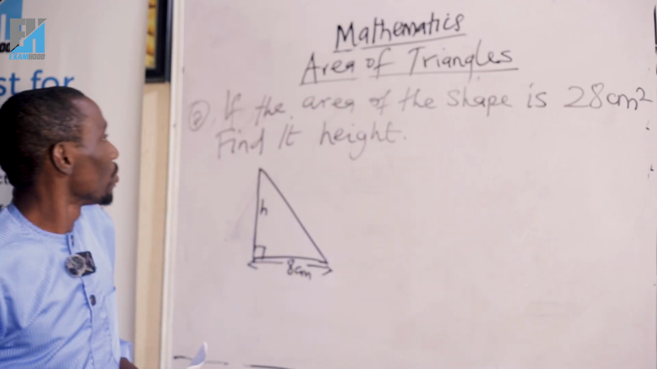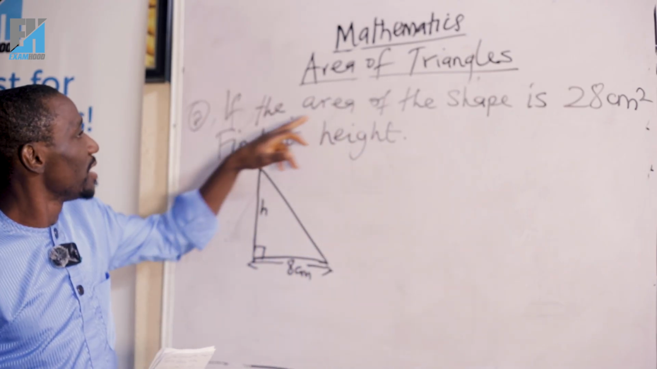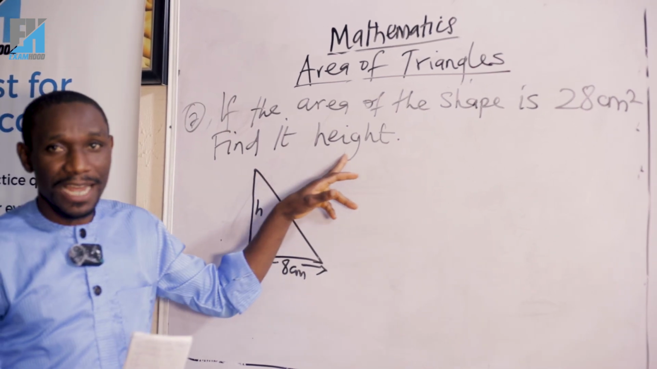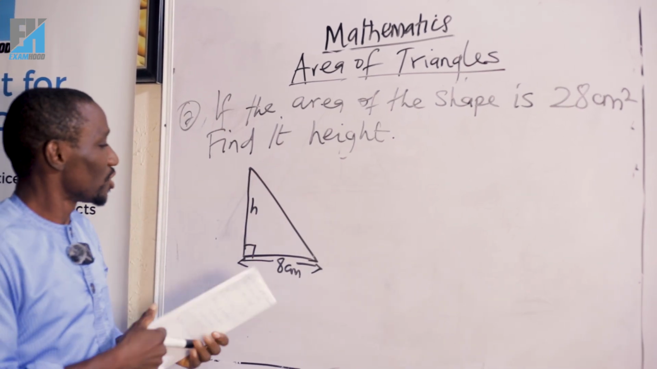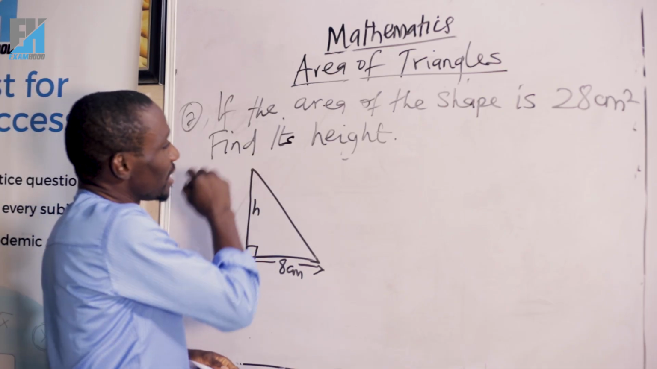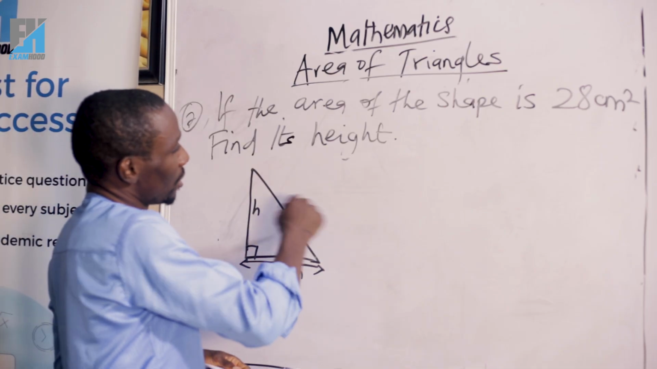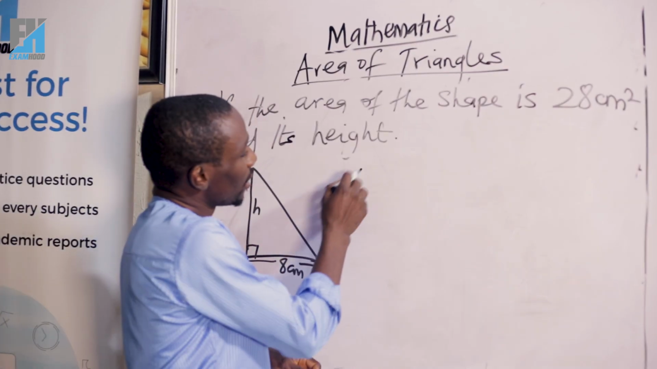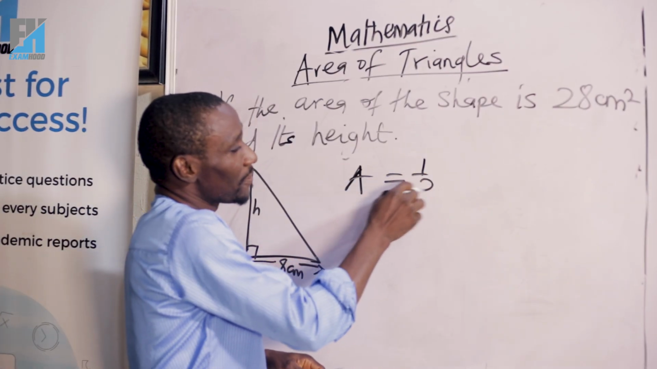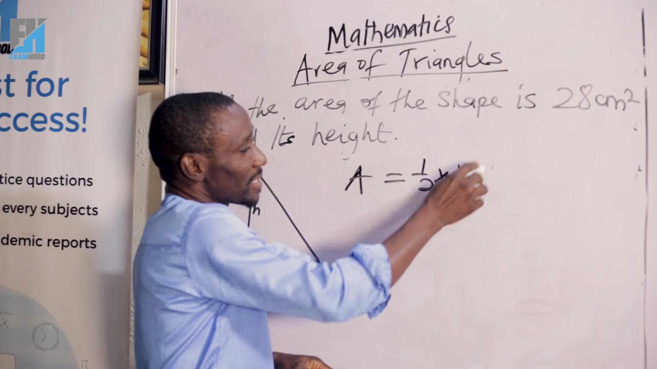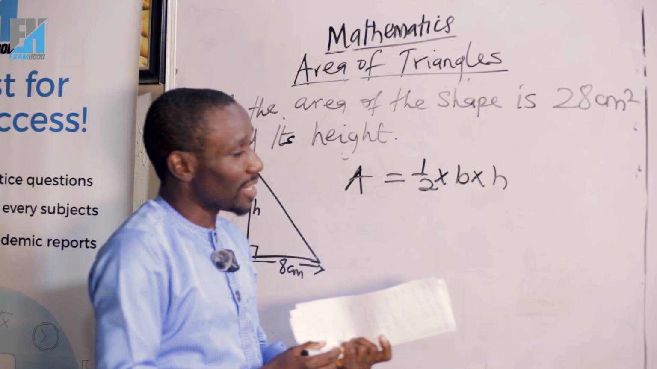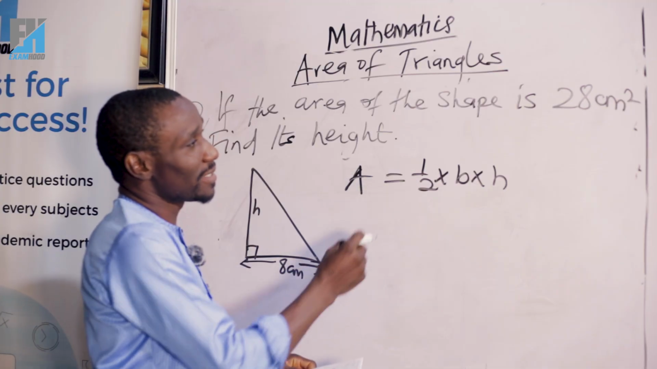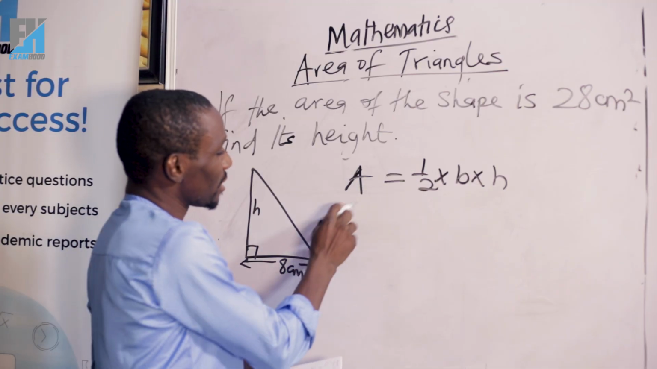The question says, if the area of the shape is 28 centimeters square, find its height. So you should know that the area of a triangle is given by what? Area is given by half times base times height. Remember that B is the base, H is the height, and the area is given to be 28 centimeters squared.